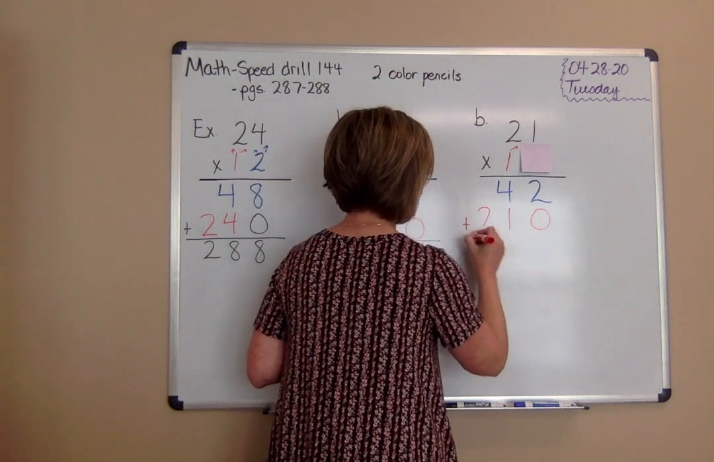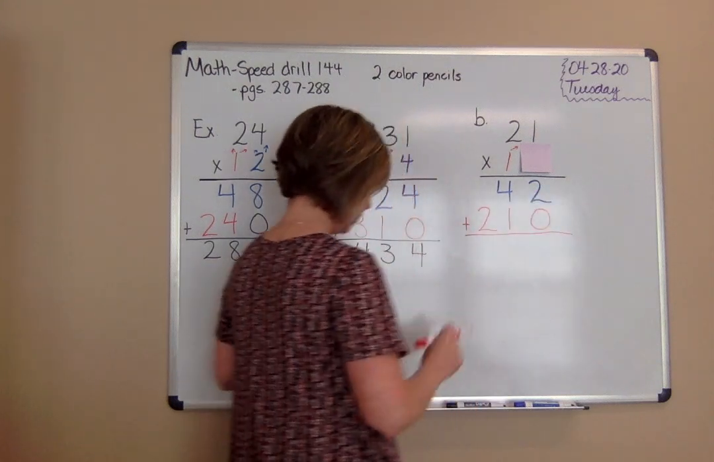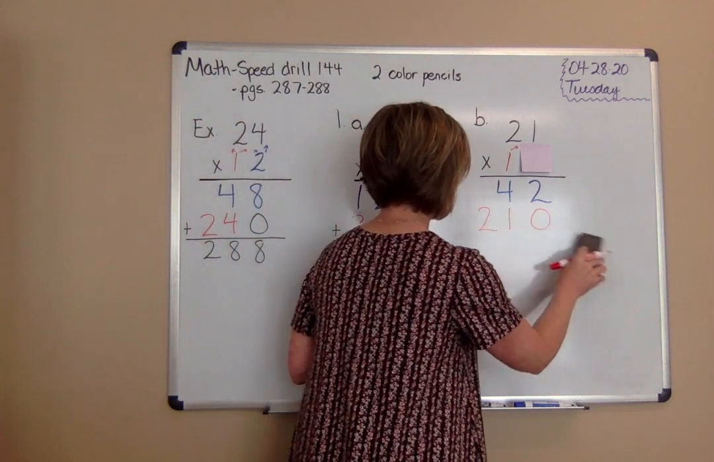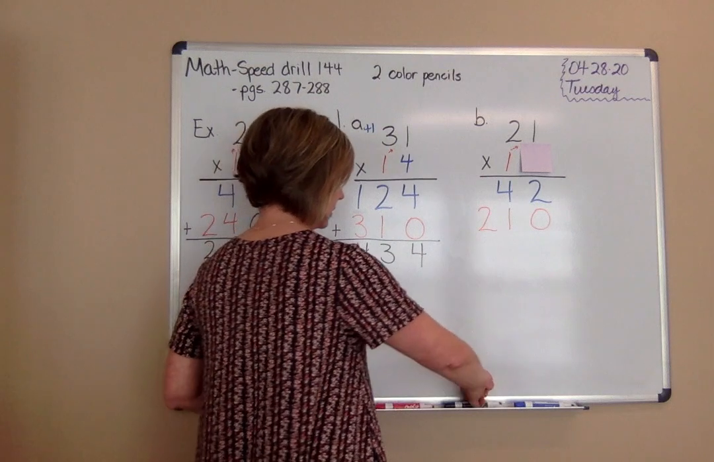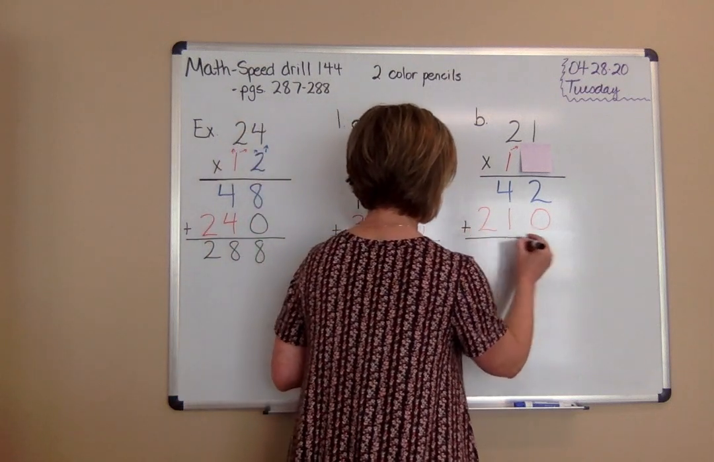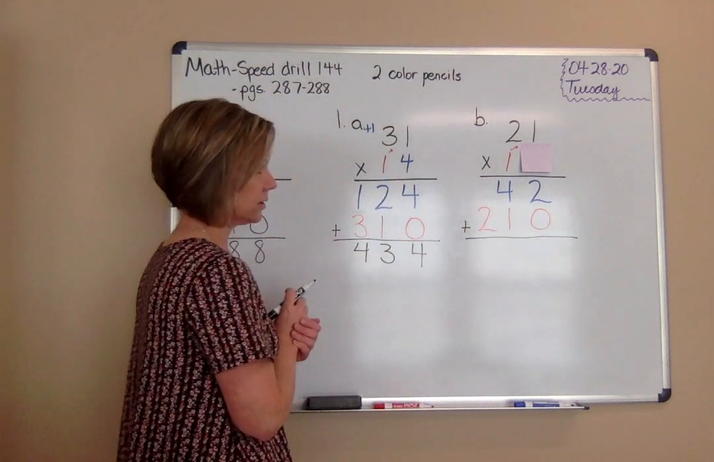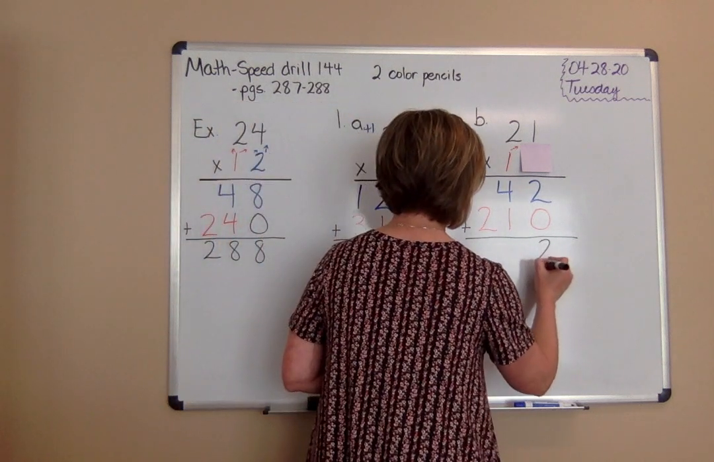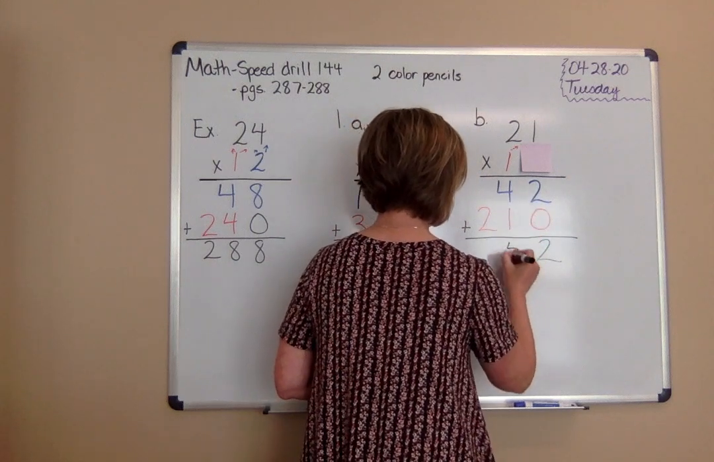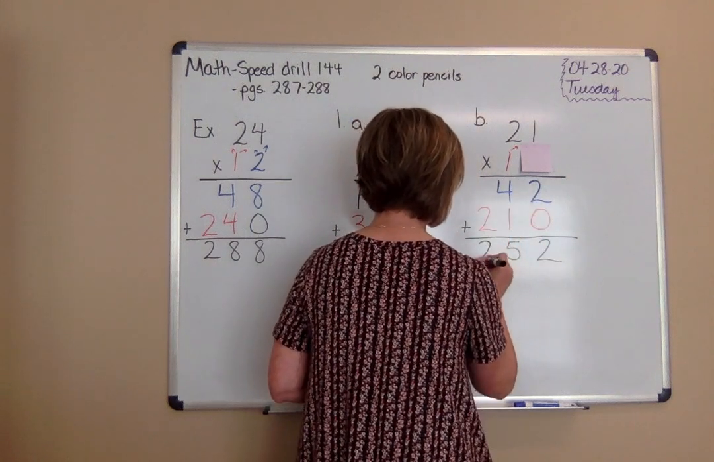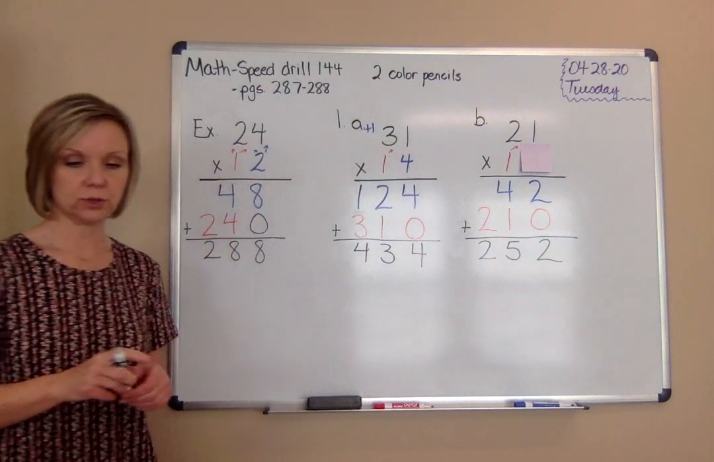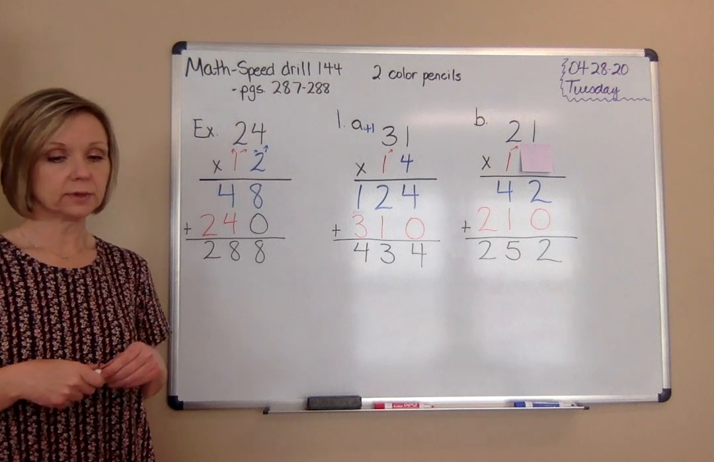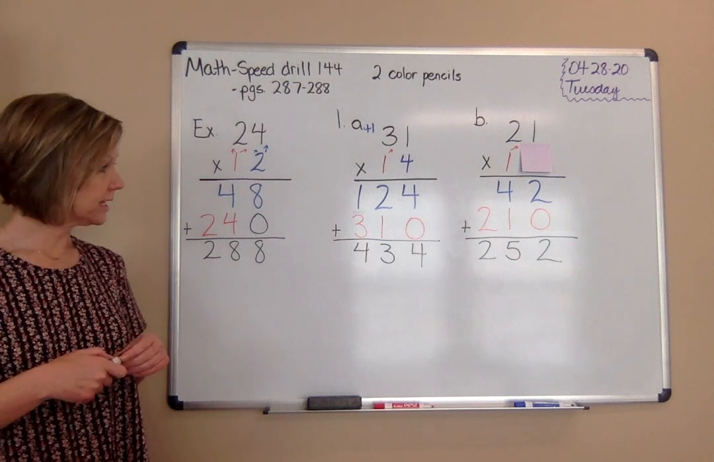And then we add, oh, I'm sorry. Let me write that. I didn't mean to write it in red. Let me take that off. Let me use this one. And then we add, so I'll write my product here. 2 plus 0 equals 2. 4 plus 1 equals 5. 0 plus 2 equals 2. My answer is 252. And that's all it is to it. Let's keep going.